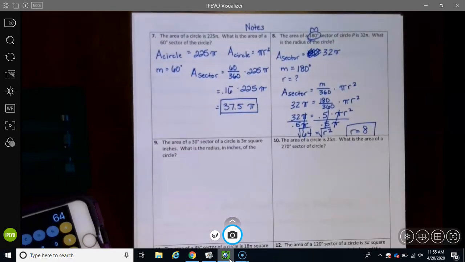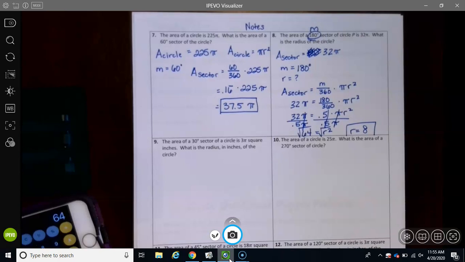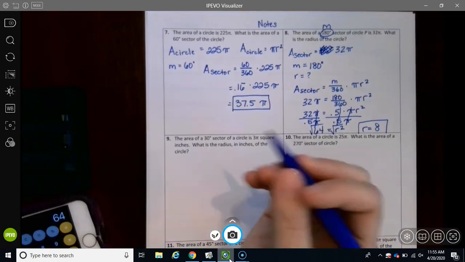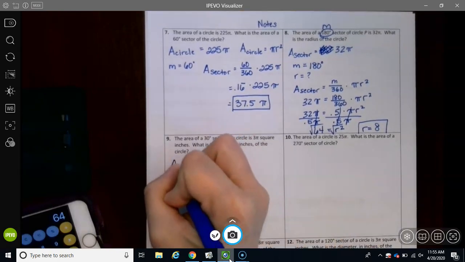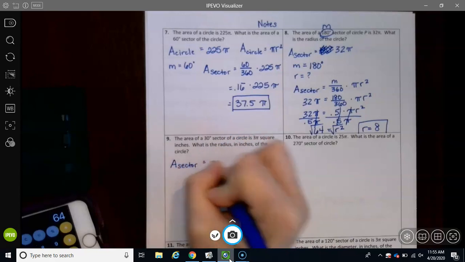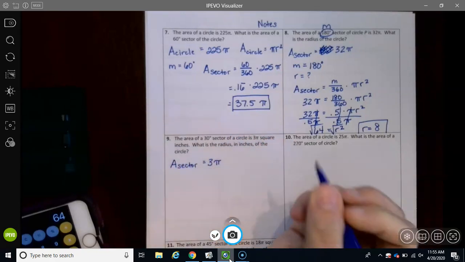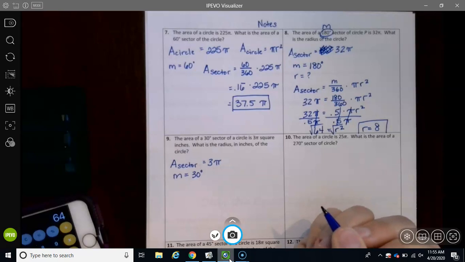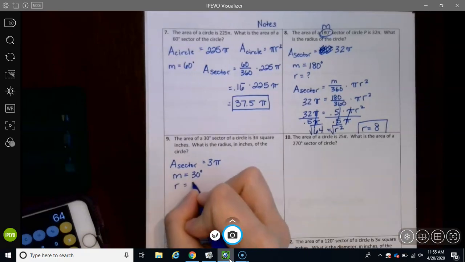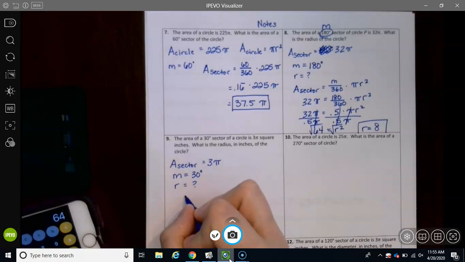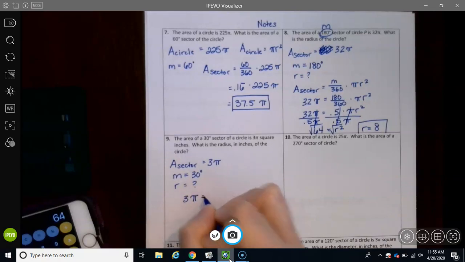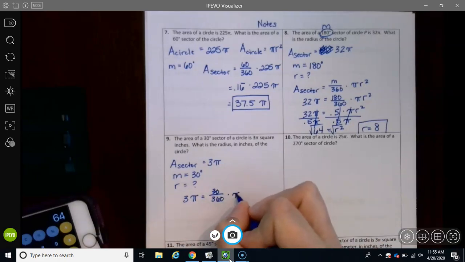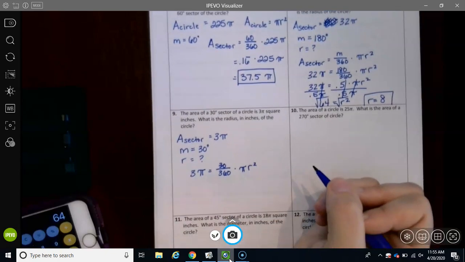I'll do one more and then we're going to stop. We're pushing about going on 50 minutes here. The area of the 30 degree sector of a circle is 3 pi. So area of the sector equals 3 pi. They told me the angle of that sector, so M is 30 degrees. And again, they want to know the radius, so it's just like the last problem. So 3 pi equals 30 over 360 times pi r squared. And our goal is to get that r by itself.